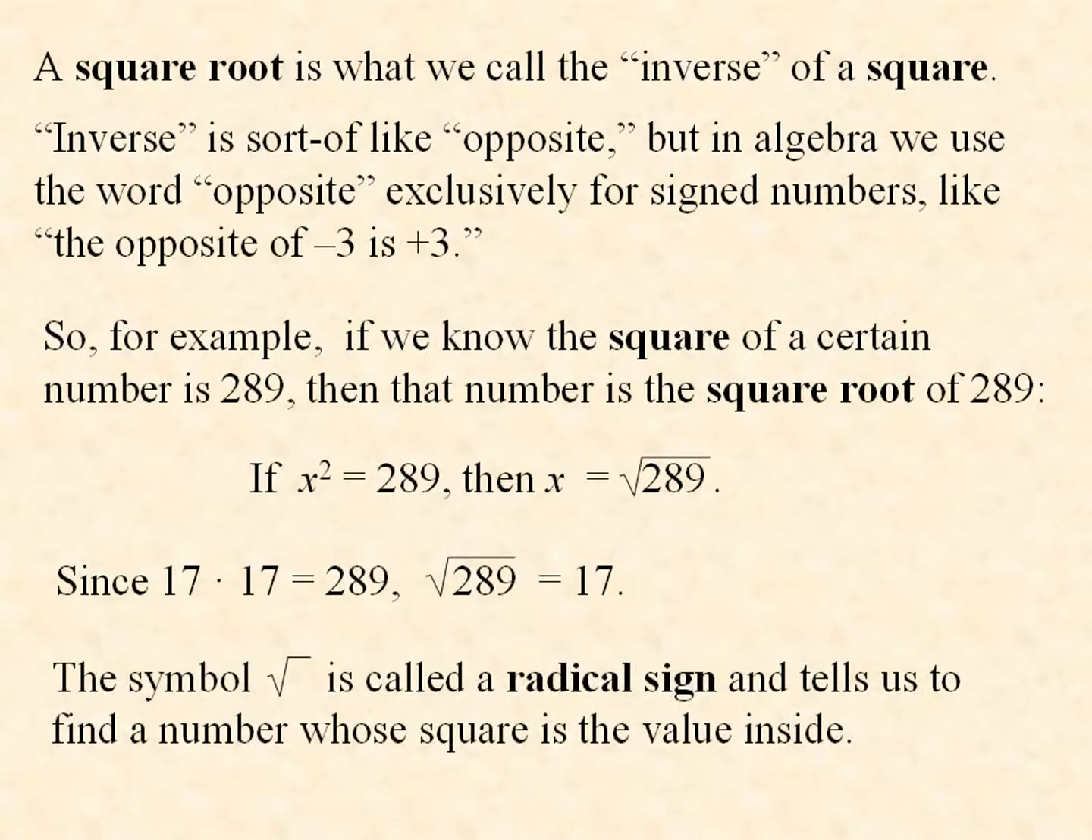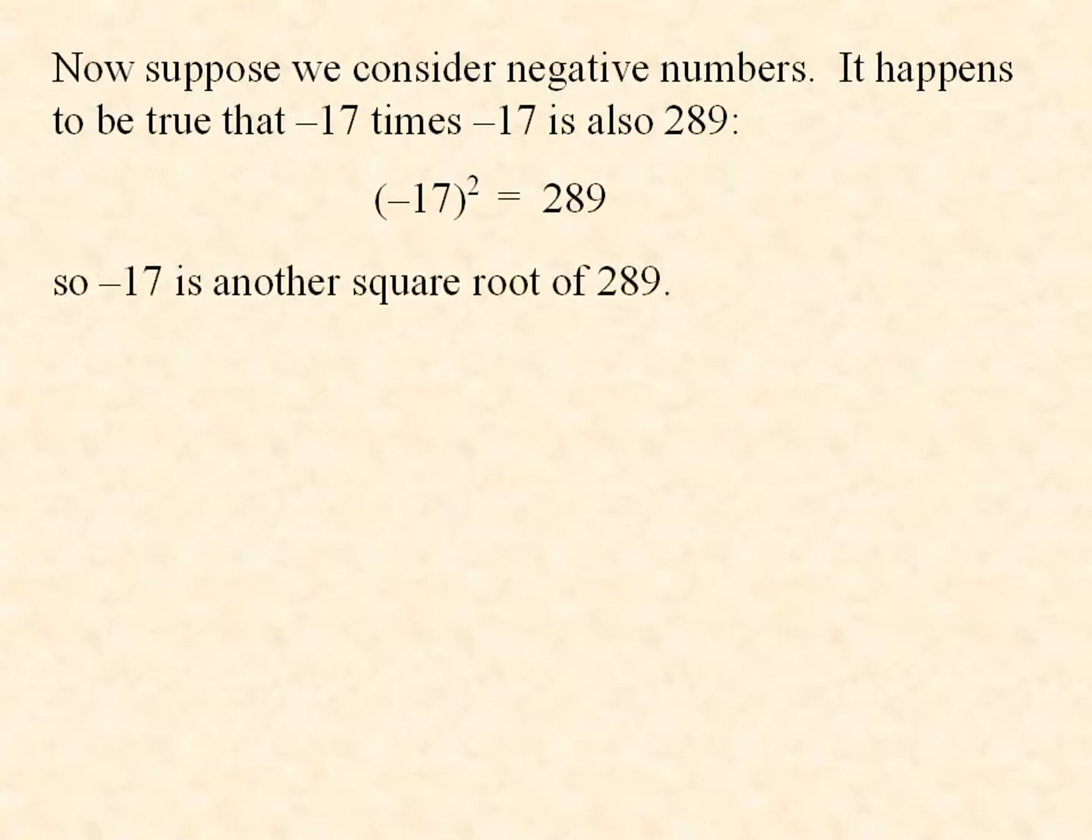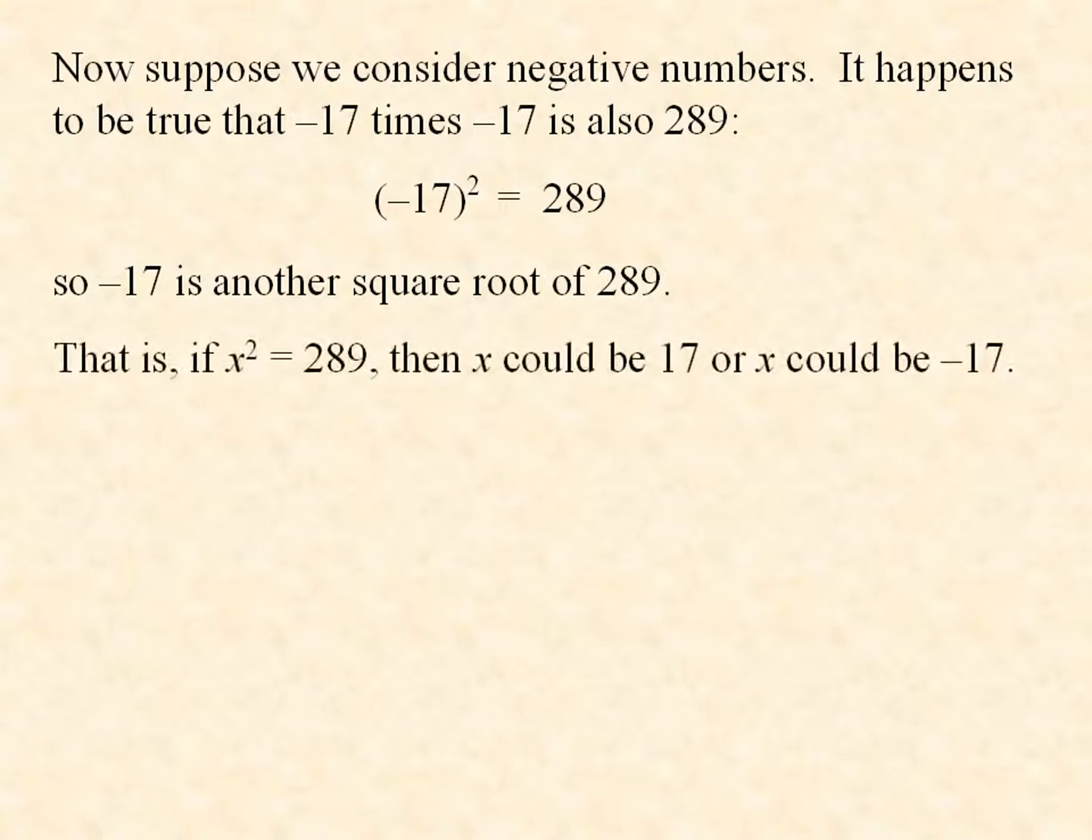The square root symbol is called a radical sign and tells us to find a number whose square is the value inside. Now suppose we consider negative numbers. It happens to be true that negative 17 times negative 17 is also 289. So negative 17 squared is 289. Therefore, negative 17 is another square root of 289. That is, if x squared is 289, then x could be 17, or it could be negative 17.